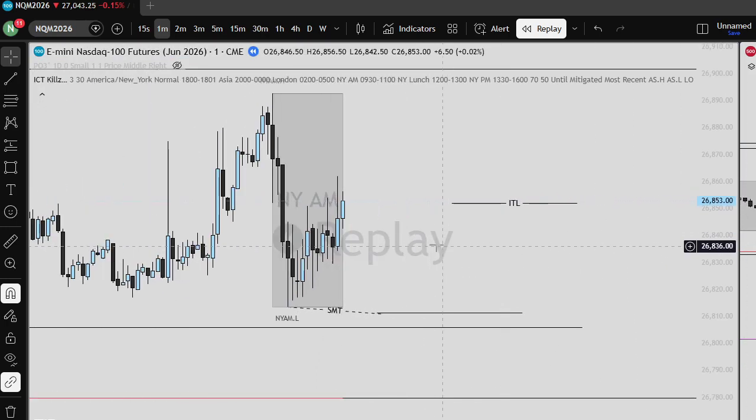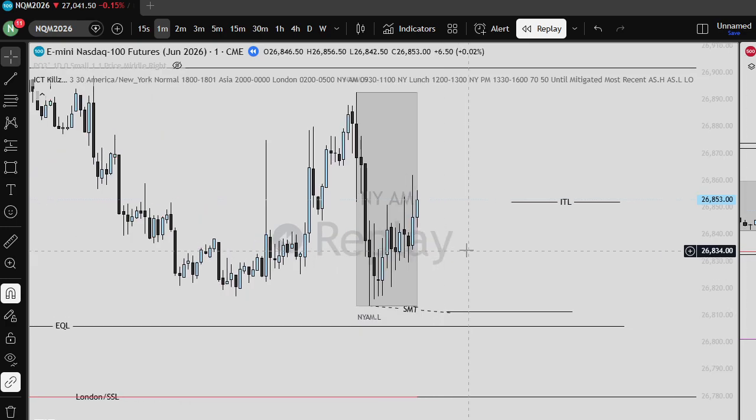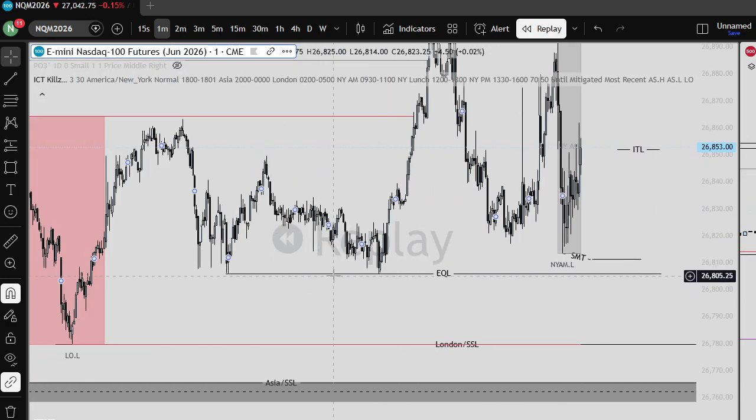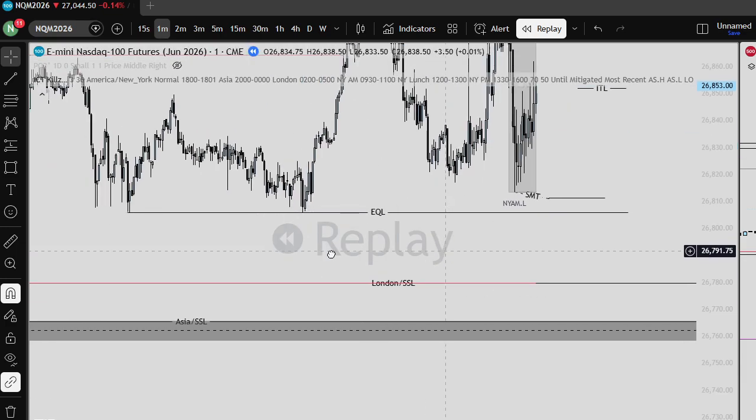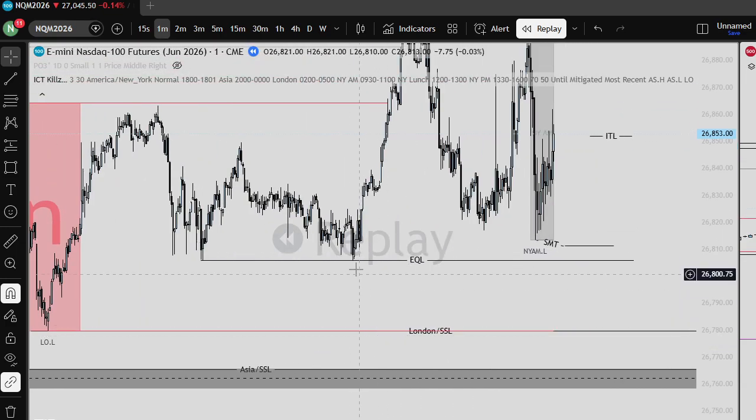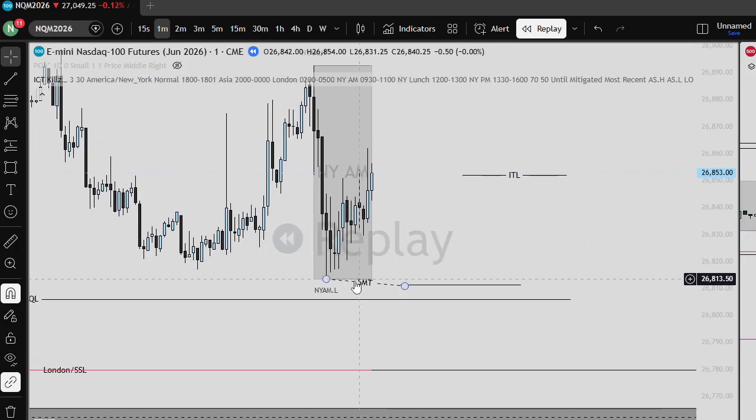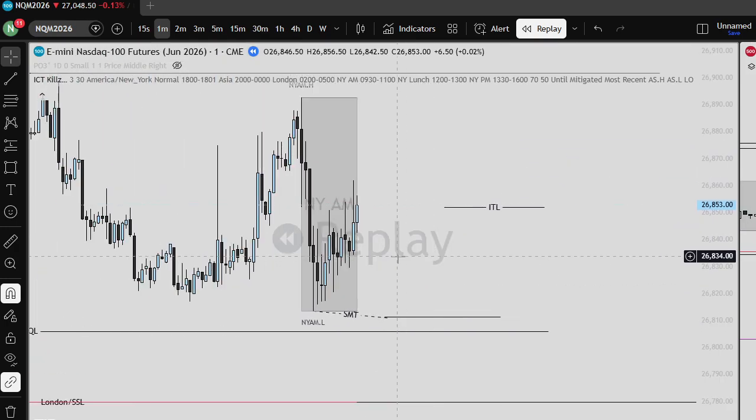So the plus side of this kind of setup was what? We have equal lows below us here. So we have decent DOLs lower. We have London session lows, and then we have equal lows down here, and we have low resistance liquidity leading up to those draws.